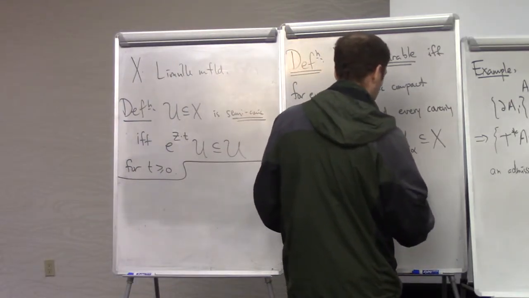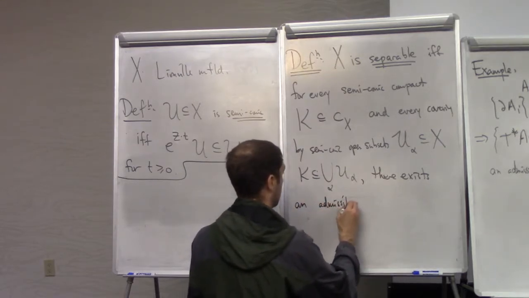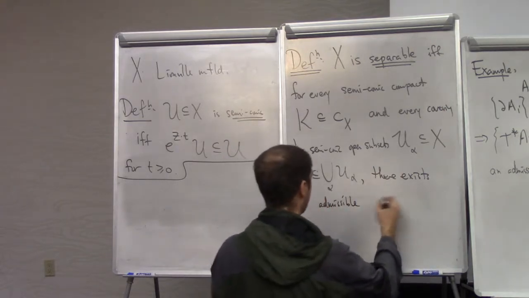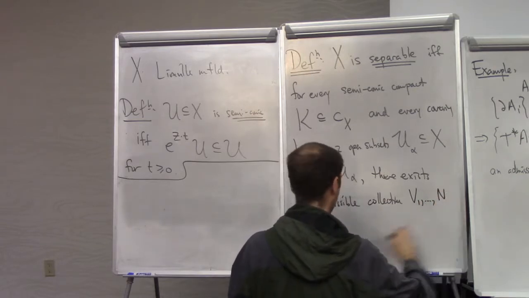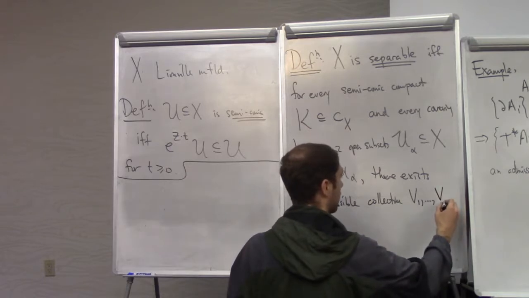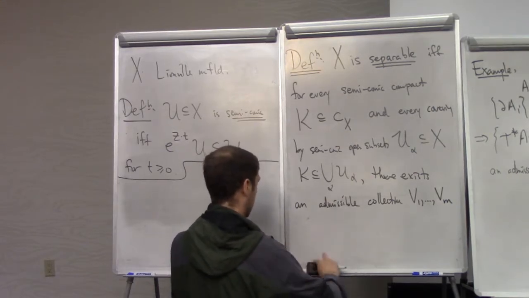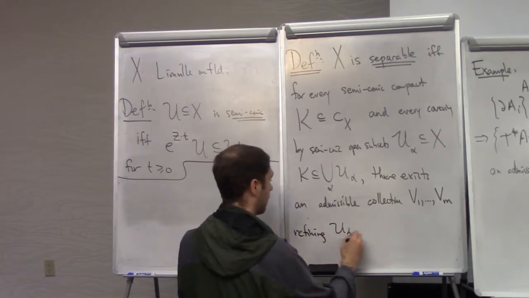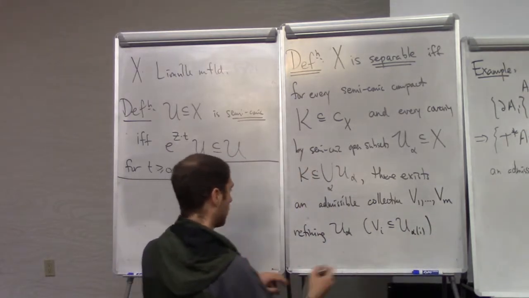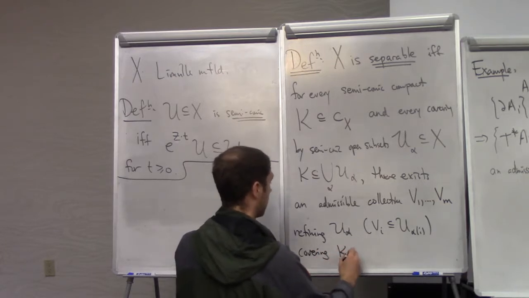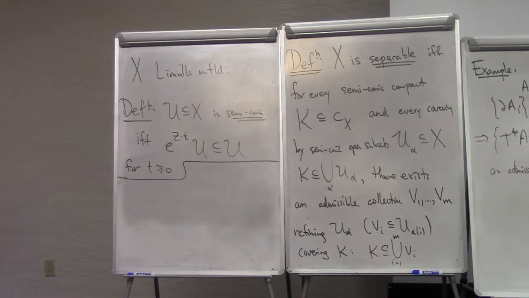Then there exists an admissible covering, an admissible collection, say V_1 through V_M, refining this U_alpha, so that means every V_i is contained in some U_alpha, and covering K. K is contained in the union of V_i. Okay, so I think that's the definition I want.